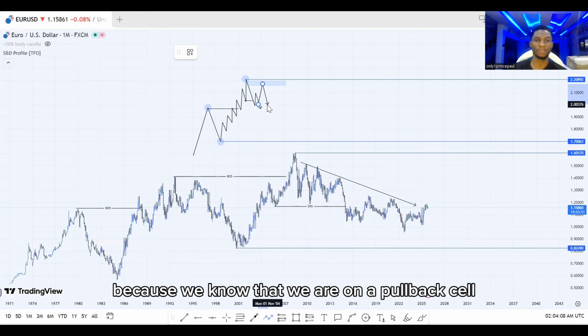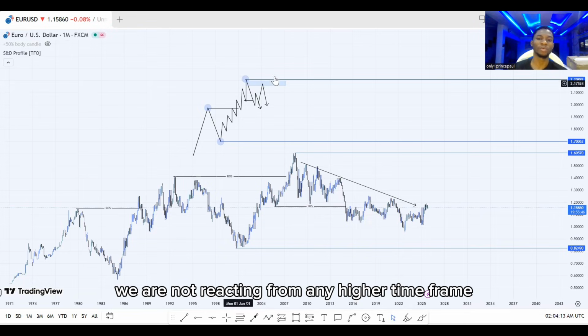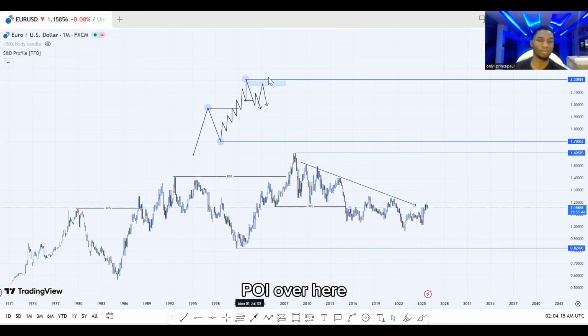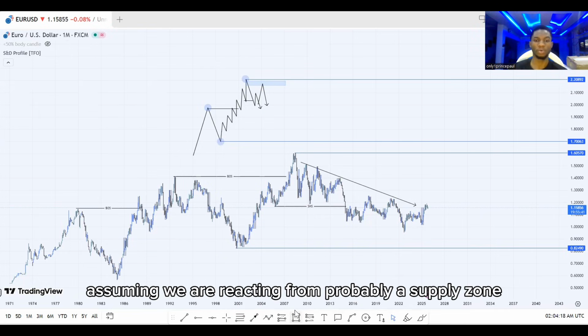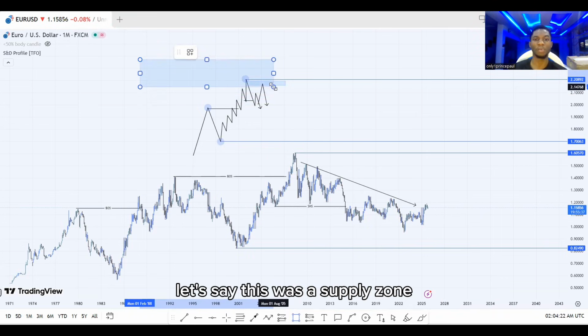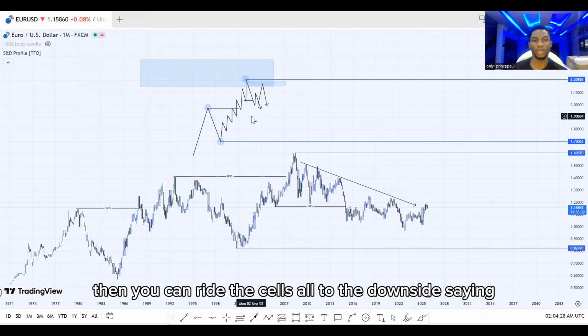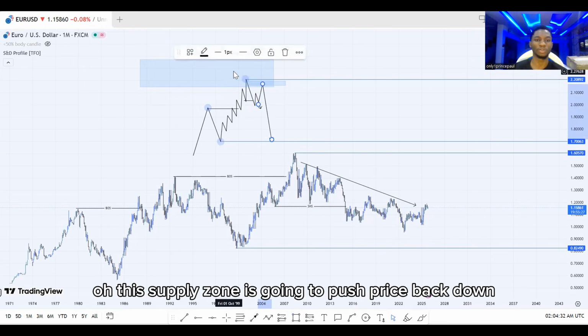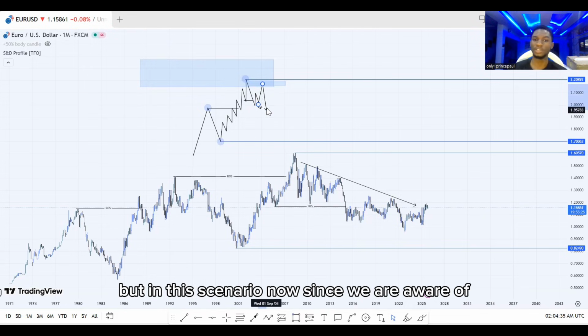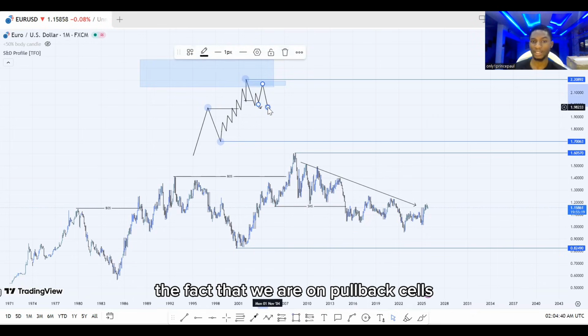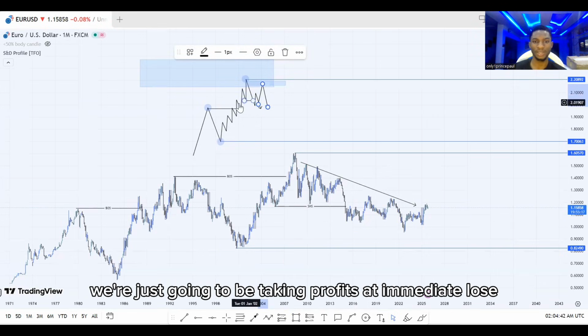Why? Because we know that we are on a pullback sell, number one. Number two, we are not reacting from any higher time frame POI over here. Assuming we are reacting from probably a supply zone. Let's say this was a supply zone, and we go to that supply zone and we are seeing this shift of market structure over here. Then you can ride the sells all to the downside, saying, oh, this supply zone is going to push price back down. But in this scenario now, since we are aware of the fact that we are on pullback sells, we're just going to be taking profits at immediate lows.